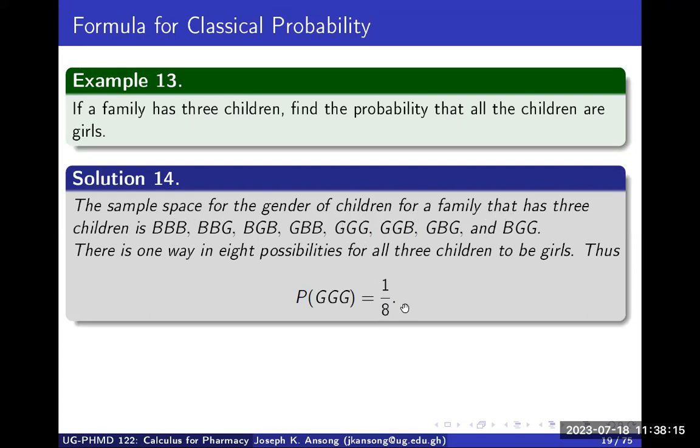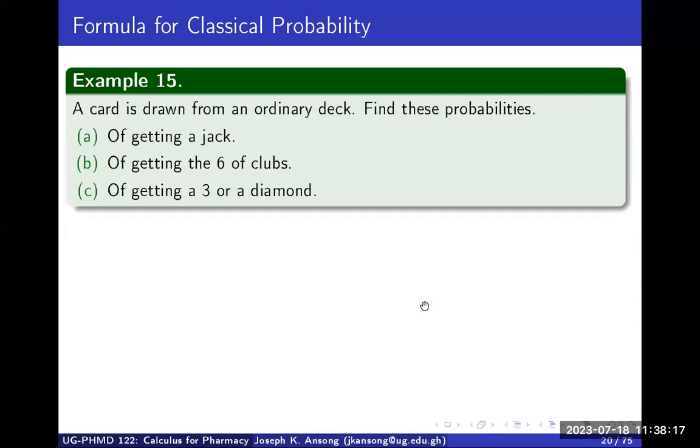So that's 1/8. Then example 15. A card is drawn from an ordinary deck. We want to find the probability of getting a jack, of getting the six of clubs, and of getting a three or a diamond. The first two are straightforward. C is a bit tricky, right?